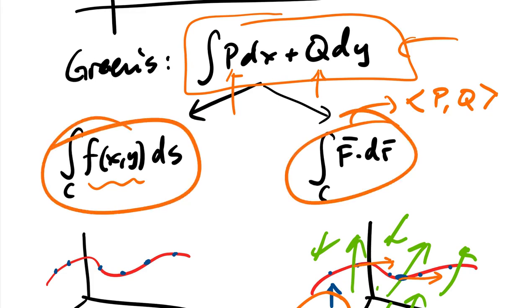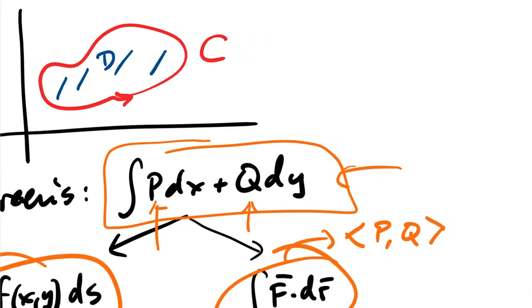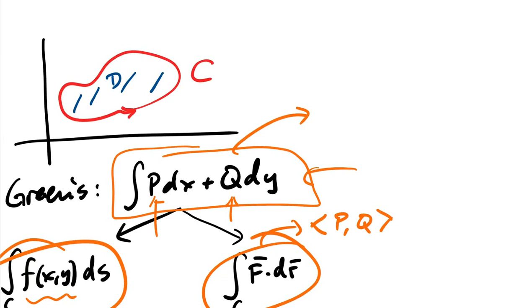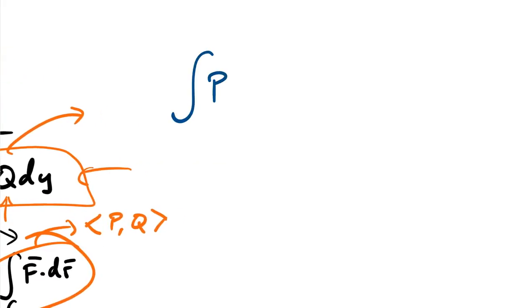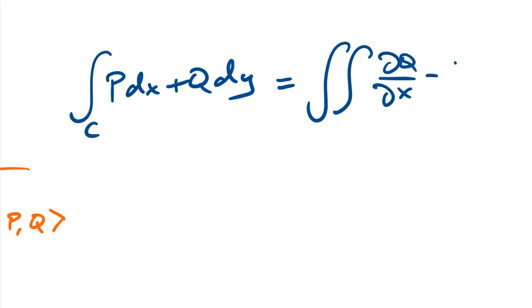And I don't want to get too deep into it, but that's what's going on. So the bottom line is this. What Green's theorem says is if you want to calculate this, you can use the region inside instead of the curve itself. It says the line integral of P dx plus Q dy over C is equal to the double integral of the partial of Q with respect to x minus the partial of P with respect to y.